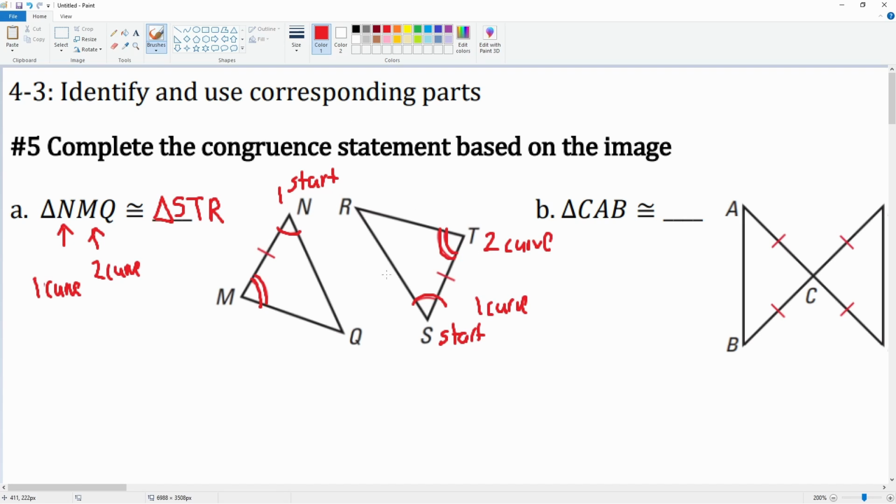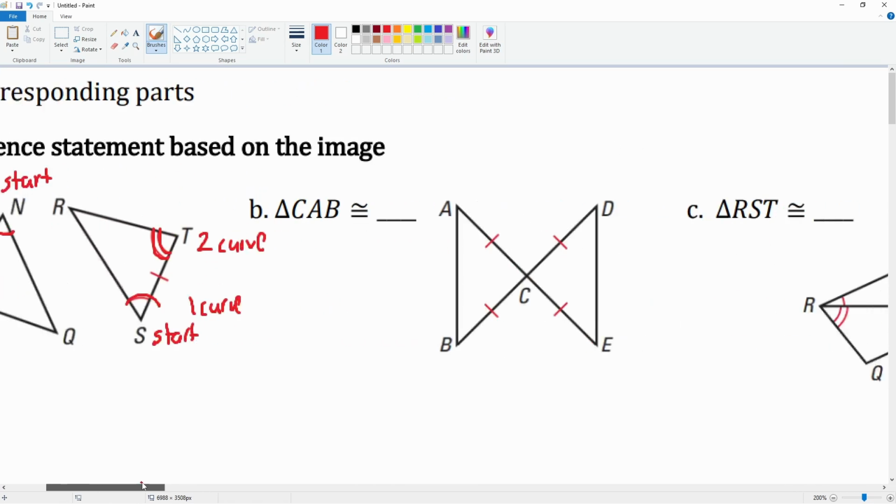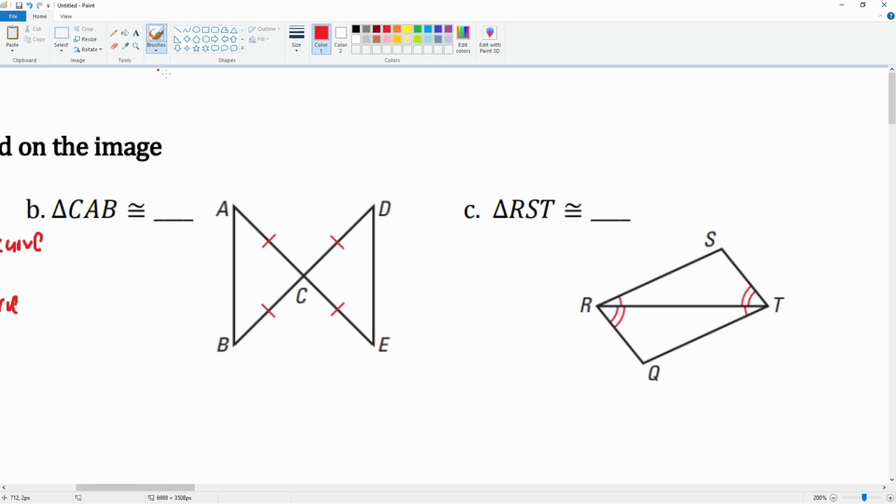You have to visually see it and follow how it's originally written by looking at the curves or the marks. All right, let's take a look here. So CAB, let's see where C is. Well, C looks like it's in the middle. So this is somewhere in the middle. Then it goes up here to A. So notice it passes through 1 mark.